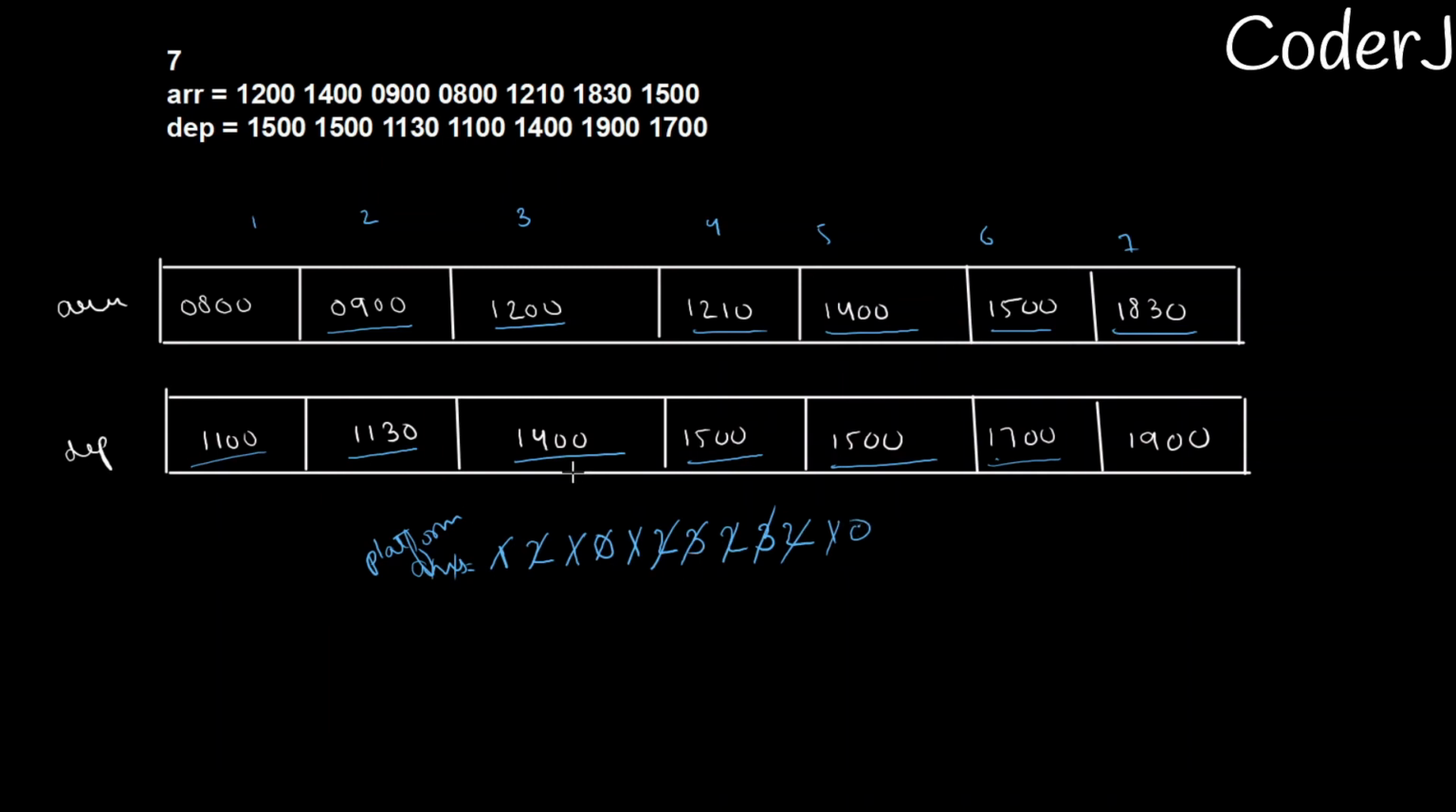Now how do you find your answer? This was the occupancy of the platforms. So you just take the maximum of whatever it is, and you get your answer as 3. So for this particular question, your answer is going to be 3, right?